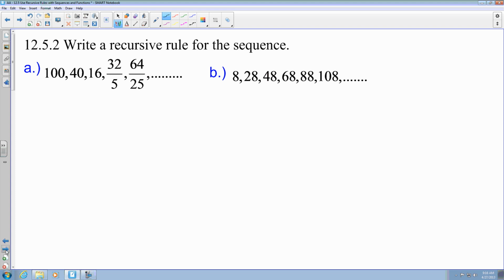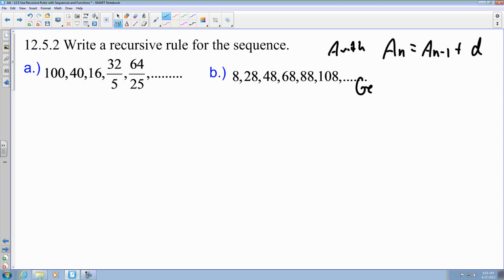So if it's arithmetic, the general equation is going to be a sub n equals a sub n minus 1 plus the common difference of d. That's going to be the general equation for being able to write any recursive rule for an arithmetic sequence. If it's a geometric sequence, so this I'll just write arithmetic right here.